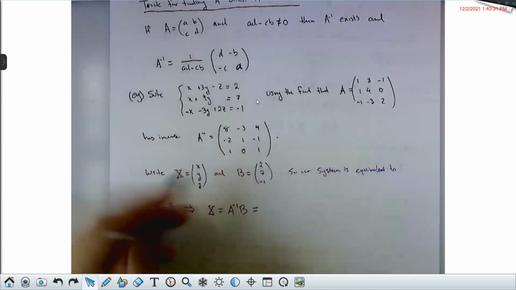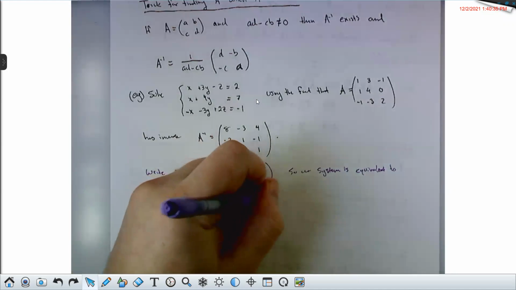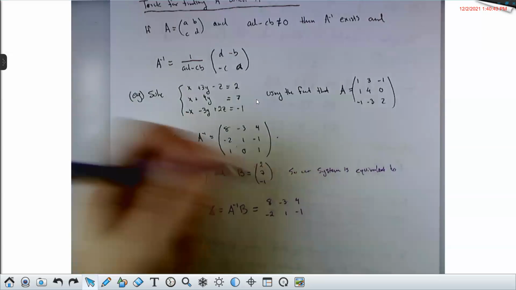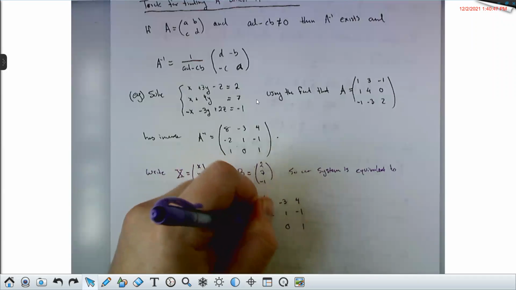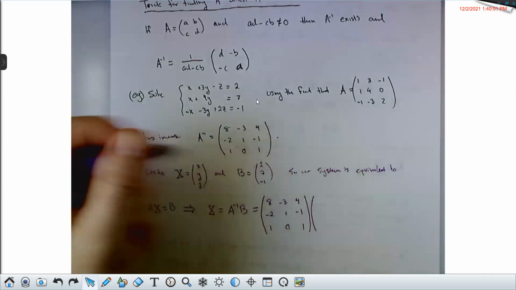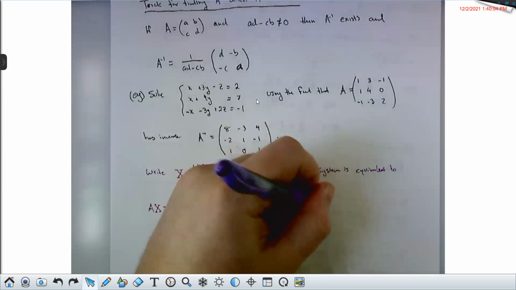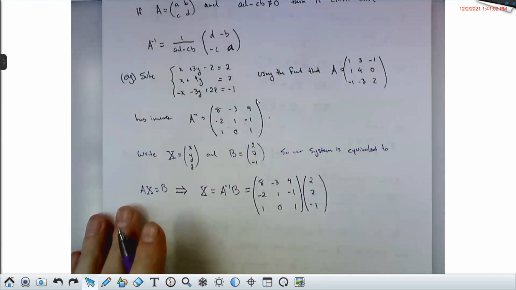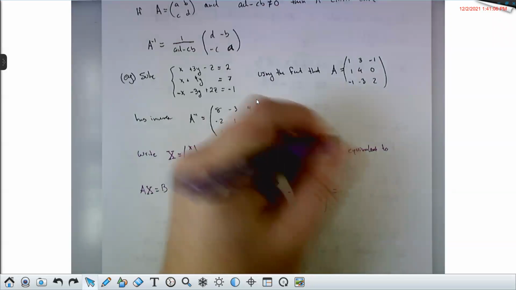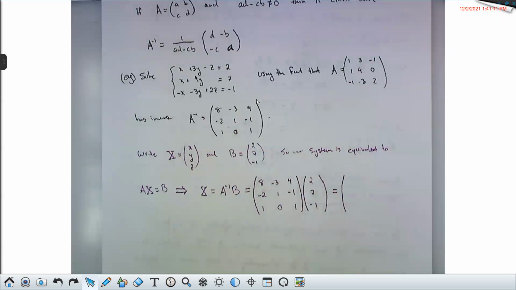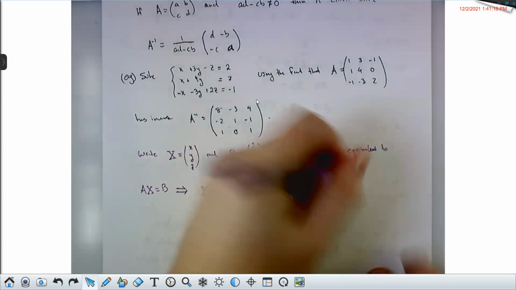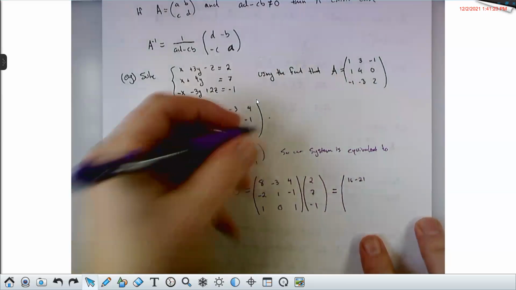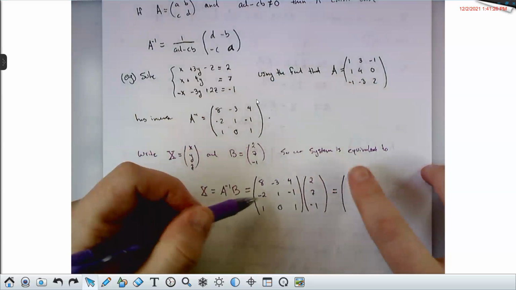And A inverse times B is this matrix times this matrix. That's 8, negative 3, 4, negative 2, 1, negative 1, 1, 0, 1, times my column of right-hand sides, 2, 7, negative 1. And doing this computation, I have 8 times 2, 16, minus 3 times 7, that's minus 21, minus 1 times 4, minus 4. That's the first solution. I'll clean it up in a minute.